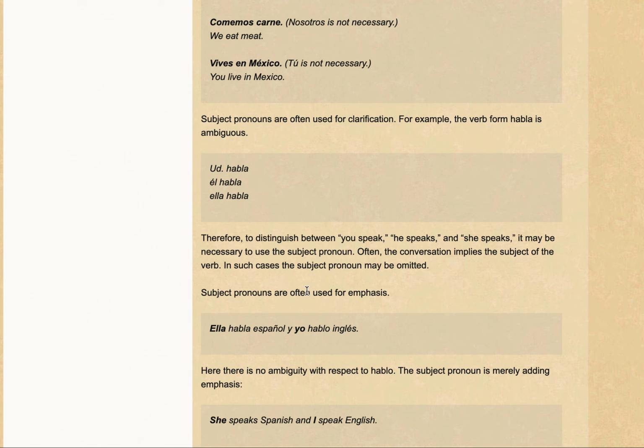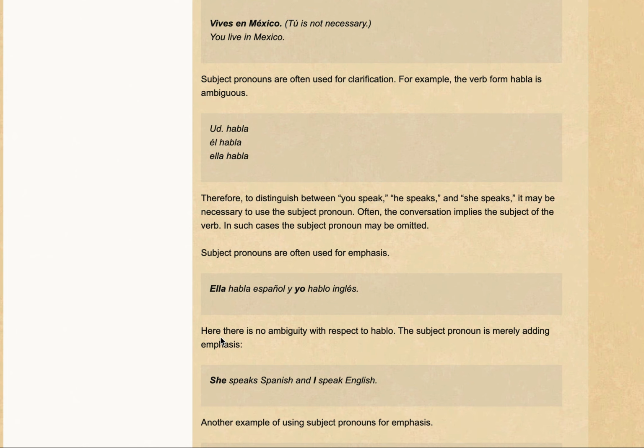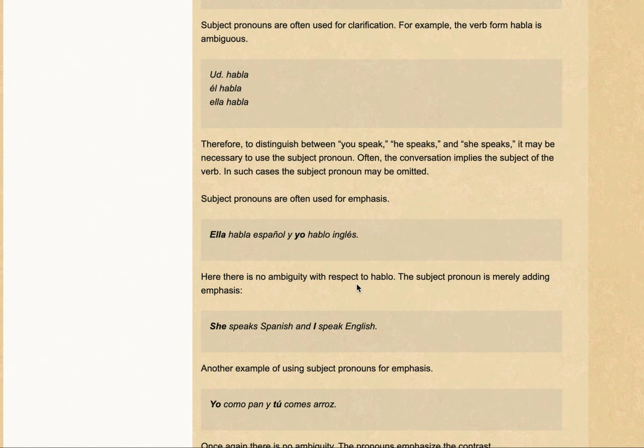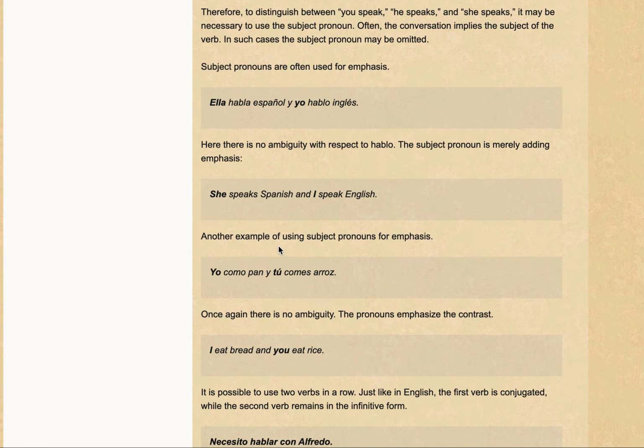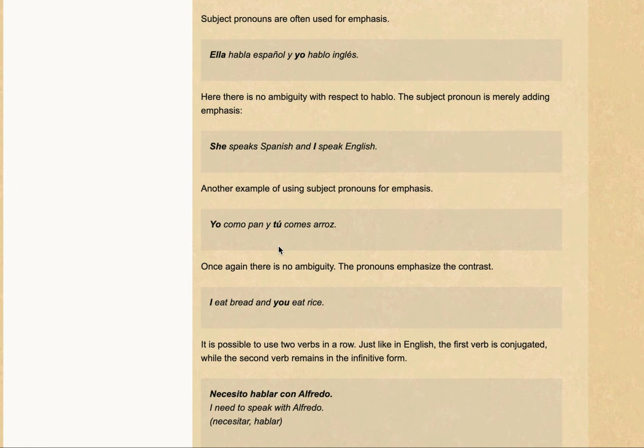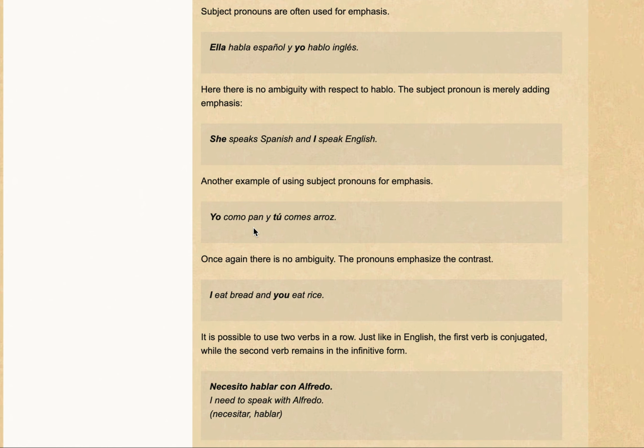But sometimes they're used for emphasis. Just like in this example, ella habla español y yo hablo inglés. So she speaks Spanish and I speak English. There's no ambiguity with respect to hablo, so it's just adding emphasis.